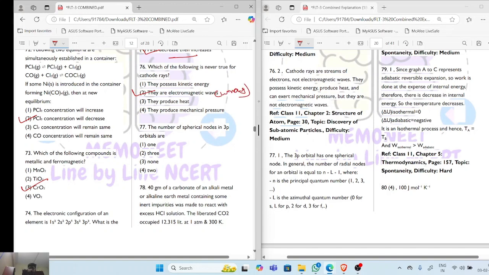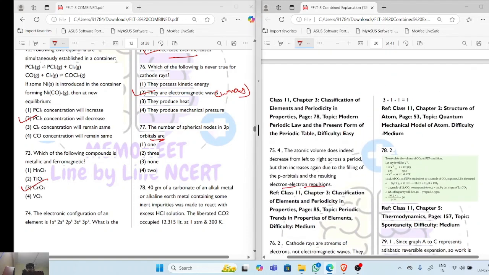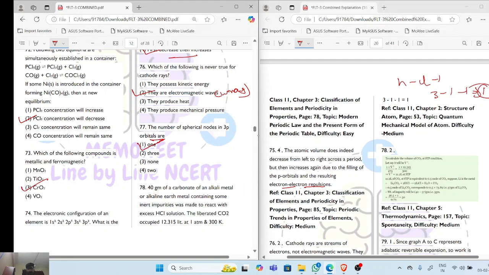Now comes to question number 77. The number of spherical nodes in 3p orbital is. We have a direct formula to calculate the number of spherical nodes. The 3p orbital has one spherical node. In general, the number of radial nodes for an orbital is equal to n minus l minus 1, where n is the principal quantum number and l is the azimuthal quantum number. Now we can directly apply the formula n minus l minus 1, which is 3 minus 1 minus 1 equals 1. So option number 1 is our correct answer.